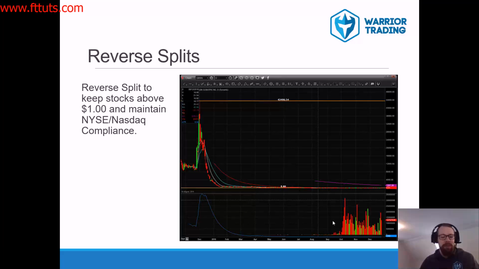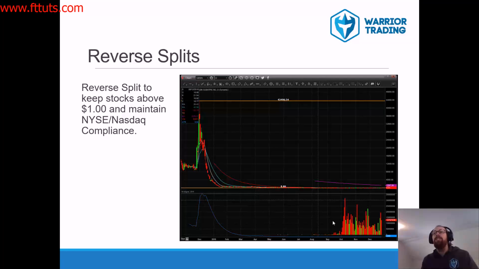And this is where reverse splits come into play. Okay, so a reverse split is a ridiculous thing where what a company will do, if the stock is trading at 10 cents per share, they can do a 10-to-1 reverse split. And that means that if you hold 10,000 shares right now at 10 cents, the next day you'll be holding 1,000 shares at $1. They've done a 10-to-1 reverse split.